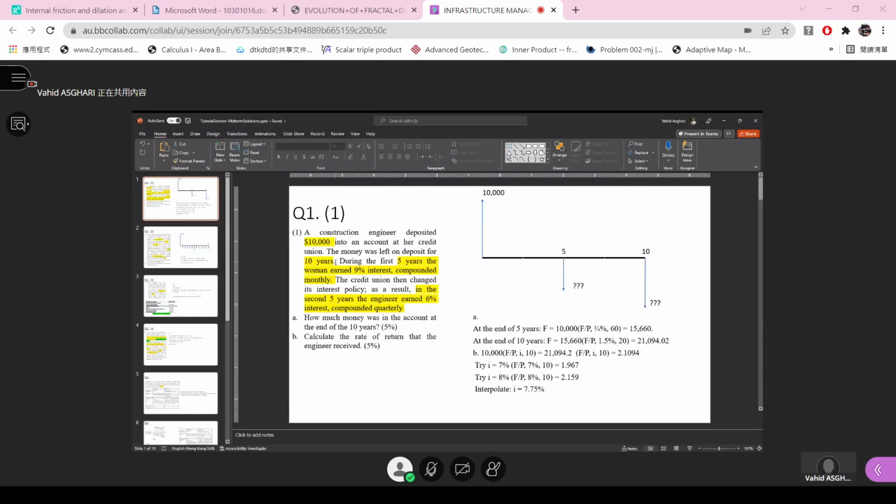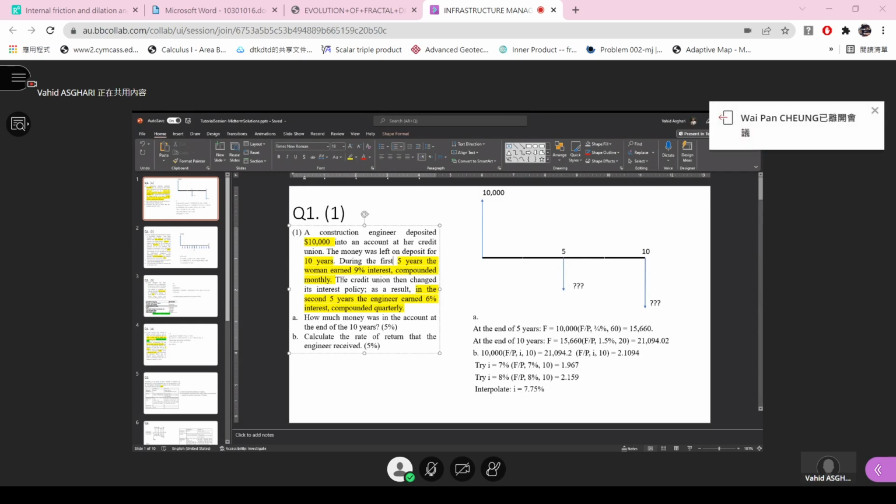The timeline is about 10 years. During the first 5 years, the woman earned 9% interest compounded monthly. And the credit union then changed its interest policy. And then in the second 5 years, the engineer earned 6% interest compounded quarterly. So part A: how much money was in the account at the end of the 10 years?